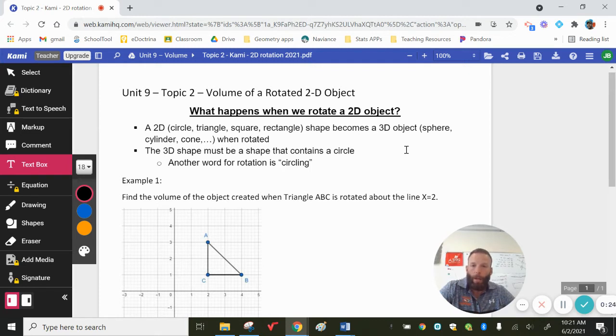The 3D shape must be a shape that contains a circle. Another word for rotating is circling. So we're going to circle around some line. Let's take a look at a couple examples right here.